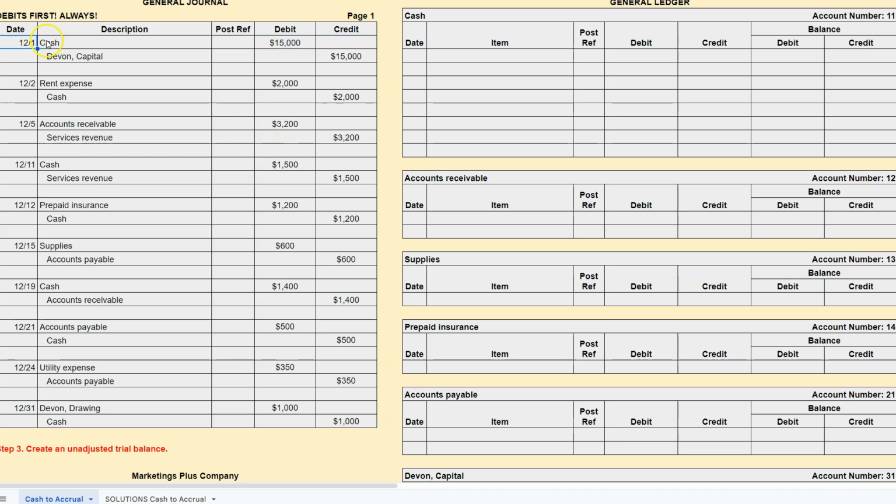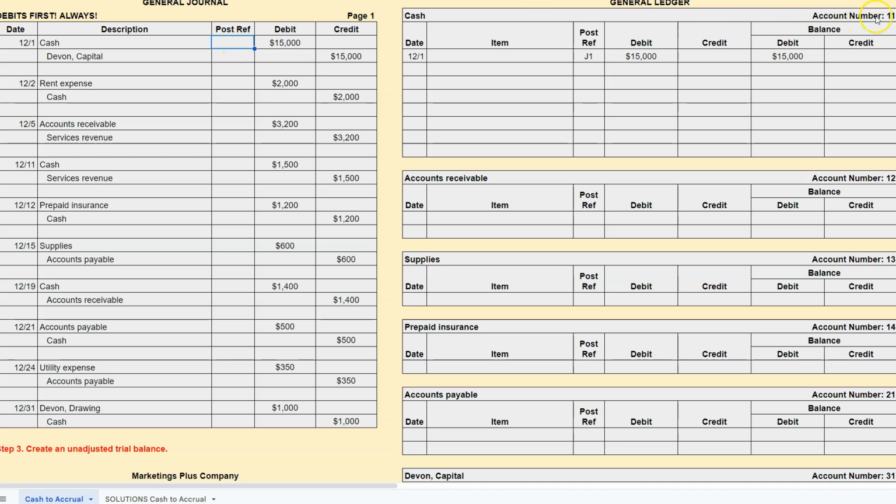On 12/1, we affected cash. So I'm going to go to the cash ledger and put in that date, 12/1. I'm going to leave the item column blank, and I'm going to put that we are posting this on the first page of the journal, so I'm going to write J1. Now for this first debit and credit, you put whatever you did in your journal entry. In this case, we debited cash for $15,000. The second one is our balance. Currently, we don't have a balance there, balance of 0. So our new balance is $15,000. That part should be easy.